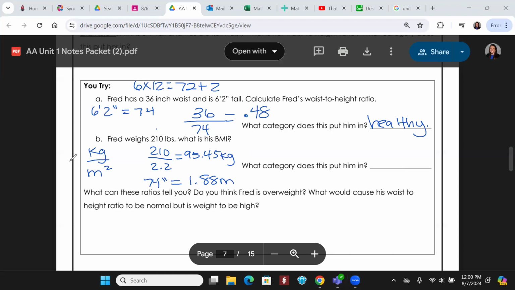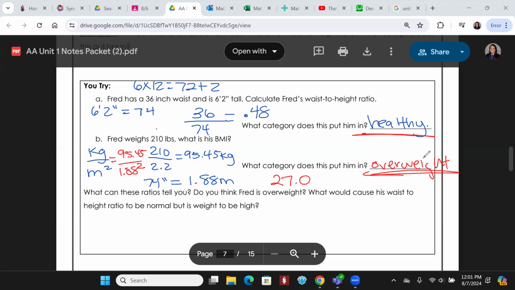So now to calculate that BMI, we're going to say 95.45 divided by 1.88 squared. Don't forget the squared. And that's going to give me 27.0. So what category does that put him in? Overweight. So how did he go from healthy to overweight?